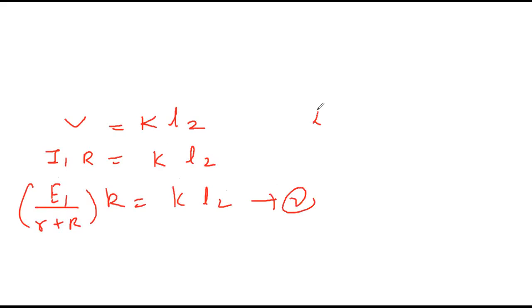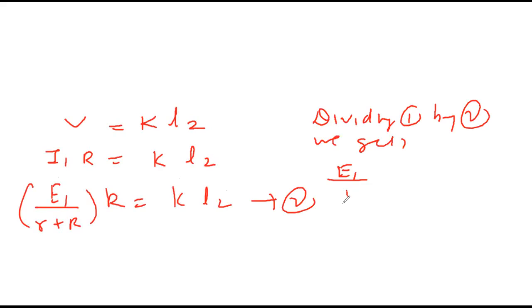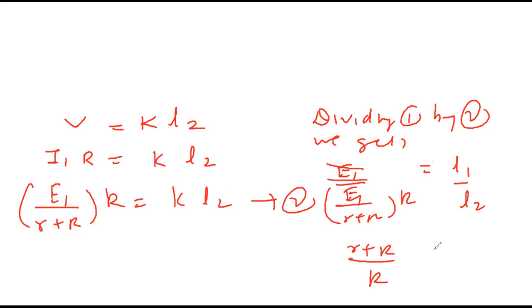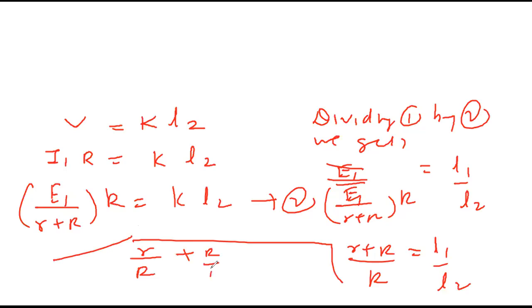Equation 2. So dividing 1 by 2, we get E1 upon E1 R plus r into R equals L1 by L2. E1 cancels. So R plus r upon R is L1 by L2. Separating the two, R upon R plus r upon R is L1 by L2. This R will get cancelled. So r by R plus 1 is L1 by L2.